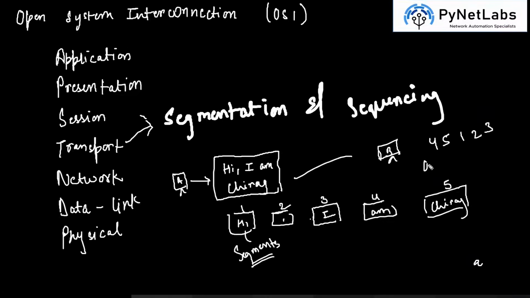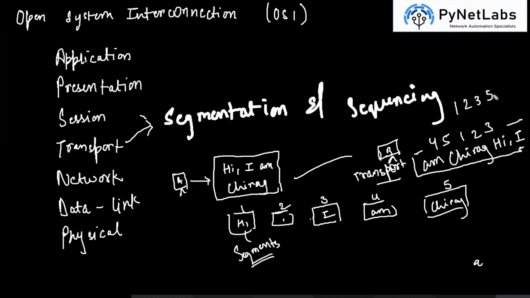So it will be "am Chirag, hi comma I." To avoid this, the transport layer gives a sequence to these segments, and when it reaches the transport layer of PC B, the transport layer will sequence it in the correct order, which is 1, 2, 3, 4, 5, and will display the message as "hi, I am Chirag", which is the correct way.